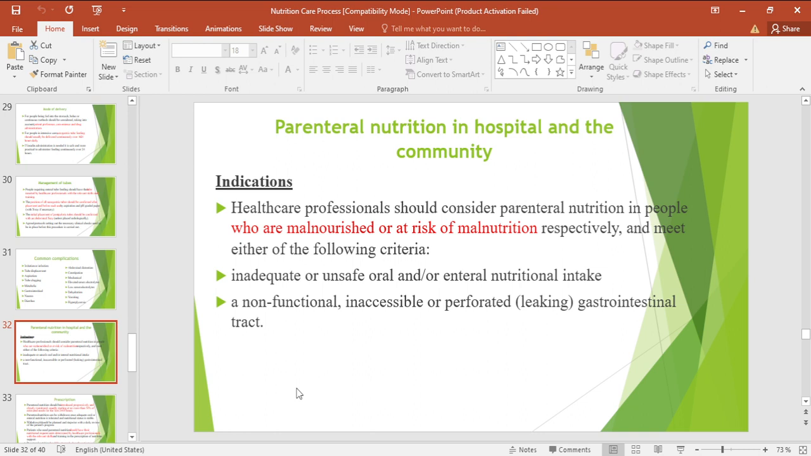So, parenteral nutrition in hospital and community. What are the indications for parenteral nutrition? The professional should consider parenteral nutrition in people who are malnourished or at risk of malnutrition, and they have to meet each one of these criteria. One is inadequate or unsafe oral and enteral nutritional intake, and then a non-functional or inaccessible or perforated gastrointestinal tract.